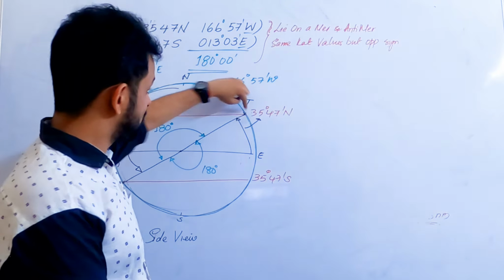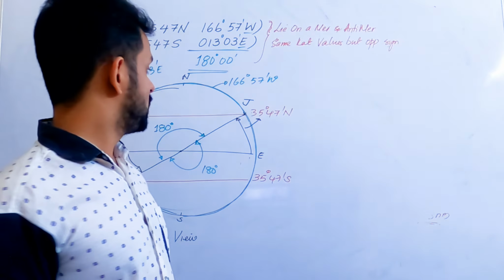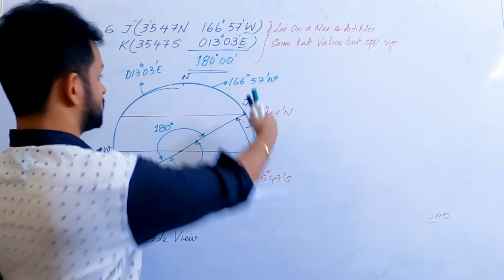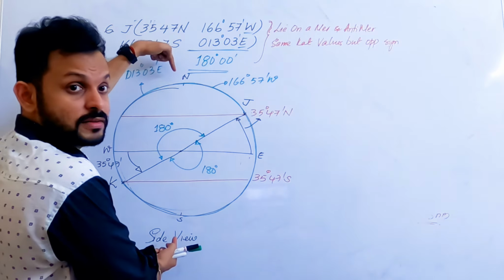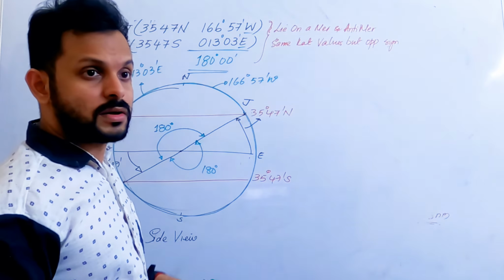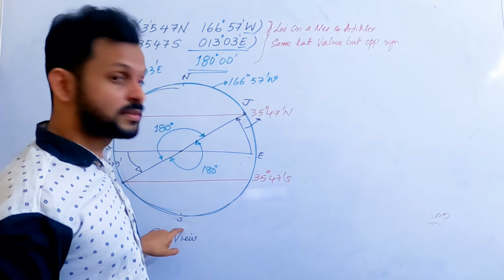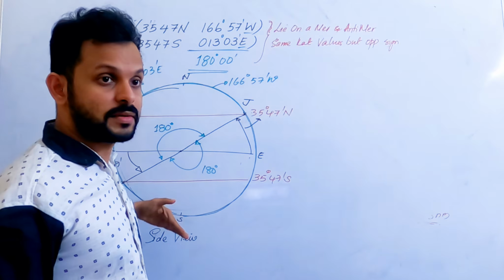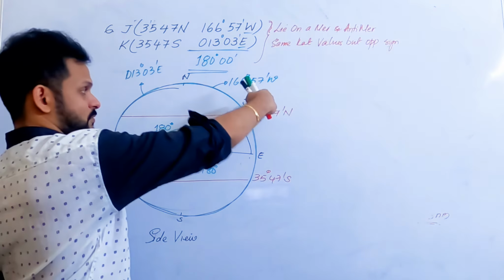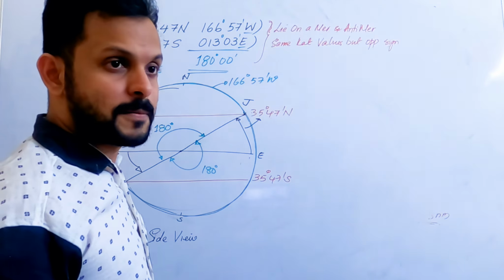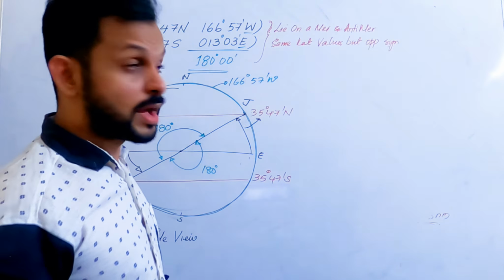So what can you say about these 2 points, J and K? These points are very similar to the north and south poles: 90 degrees, 90 degrees, same latitude value, opposite sign, right? So what are those kinds of points called? Antipodal points, yes.